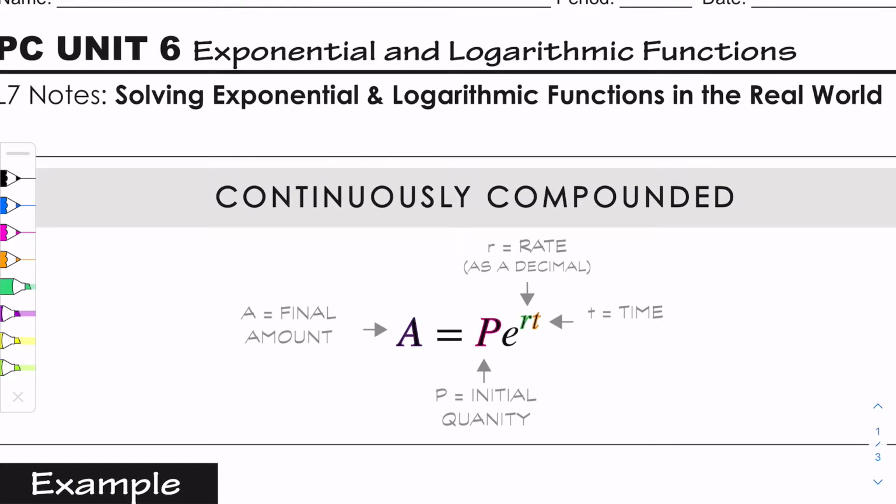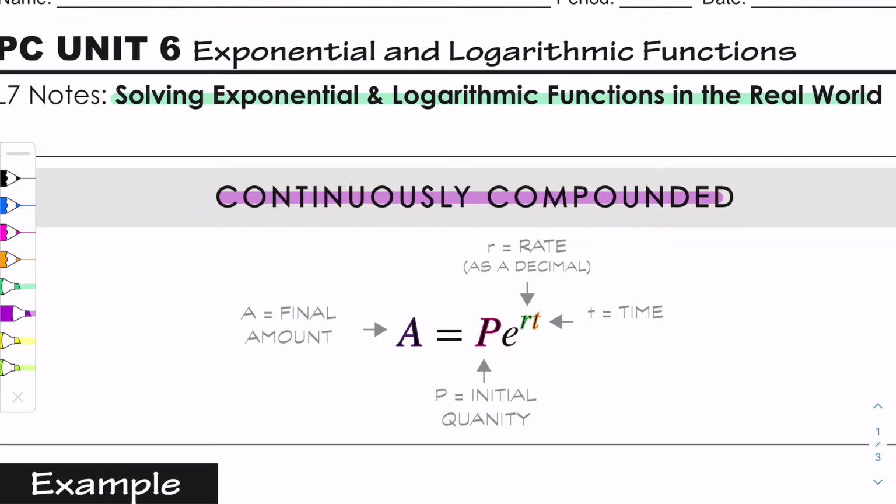Today we're going to do a short lesson on solving exponential and log functions in the real world. We did already spend time solving exponential functions back in the beginning of the unit. I believe it was lesson 2. This is just a continuation of that, but this time we're going to include some logs in our word problems. So today we're doing one short example, and it focuses on the compounded continuously formula.